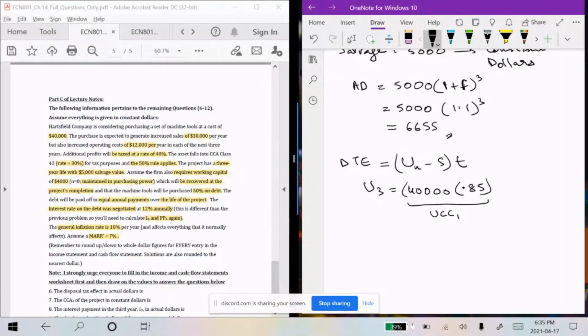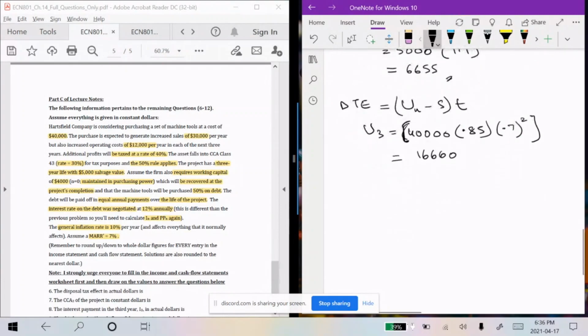Then 2 and 3. In the second period, it's going to be depreciated by 30%. So what's going to remain is 70%. And then in the third period, it's going to be depreciated again by 30%. So what's going to again remain is 70%. Do this and get the answer as 40,000 times 0.85 times 0.7 squared, 16,660. 16,660. This is the U3.